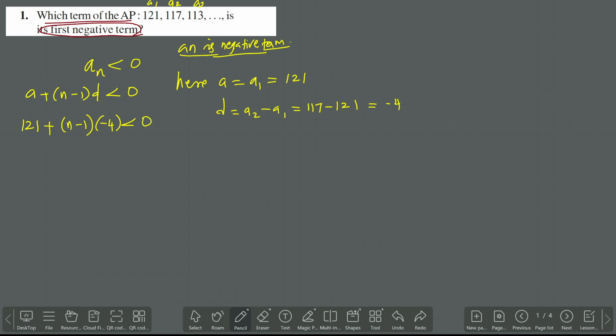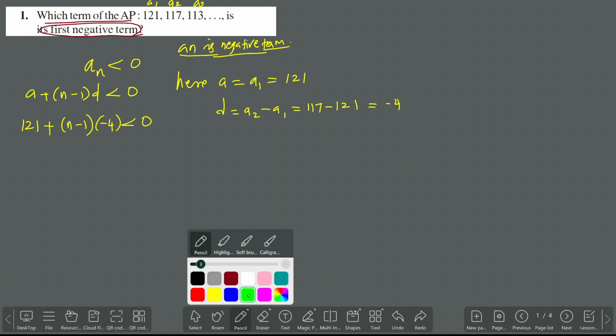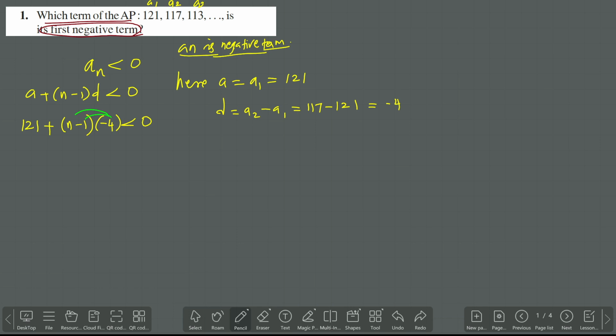Okay, take the minus 4, multiply inside. So what I am getting, we will see. Here 121 minus 4 into n is minus 4n, minus into minus plus, 4 ones are 4, less than 0. 121 plus 4, 125, minus 4n when you send opposite, plus 4n. Multiply by 4 when you send opposite, divide by 4, less than n.